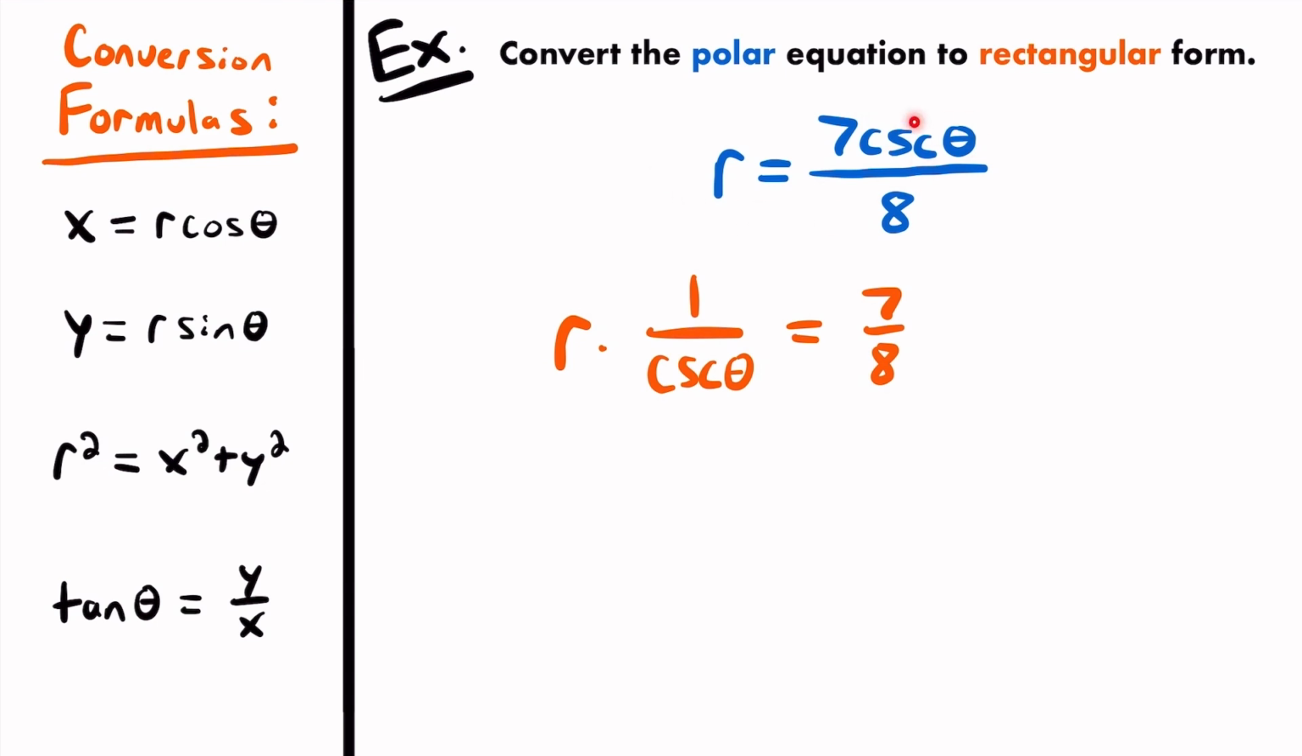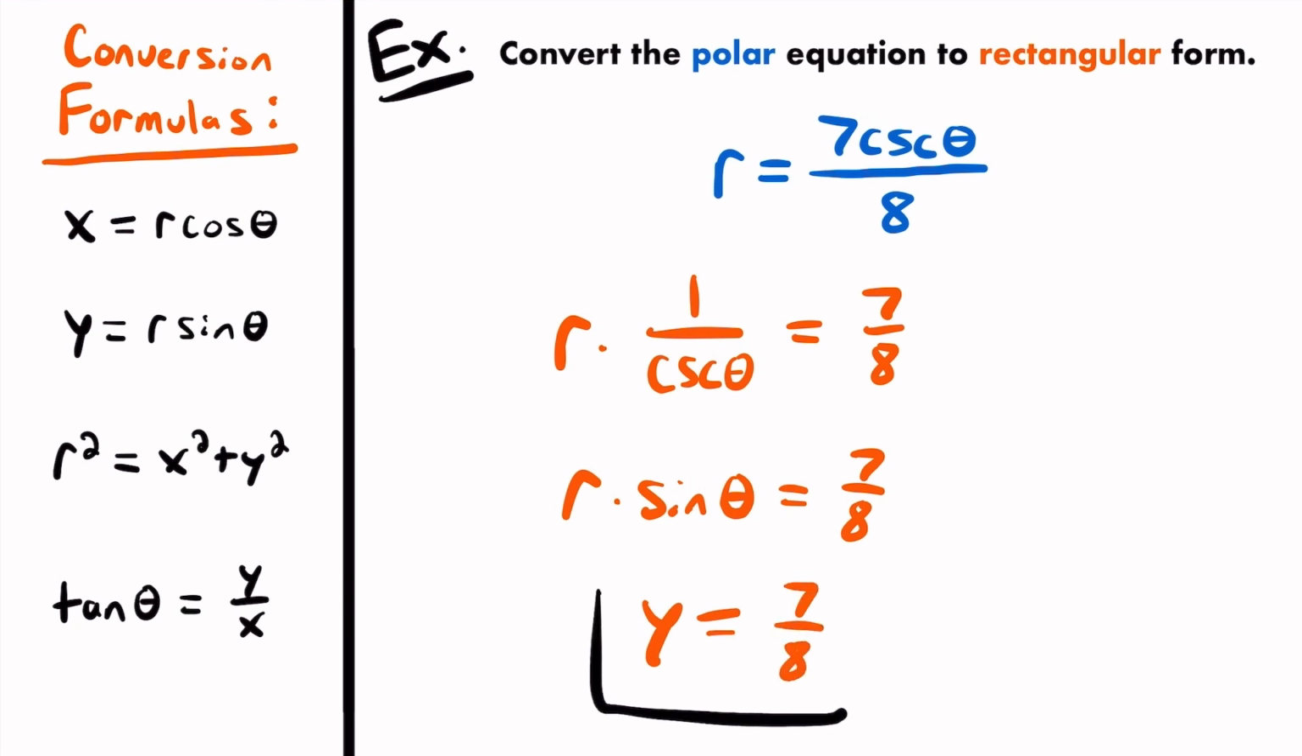If we divide both sides by cosecant theta, this cosecant theta will be gone. It cancels out, and so we just have 7/8, and then we have r divided by cosecant theta, but once again, I decided to write it like this, so we can see how to rewrite this using one of our trig identities. We know that 1 divided by cosecant theta is the same as sine theta. So we'll have r times sine theta is equal to 7/8. And we know from one of our conversion formulas that r times sine theta is equal to y. So we can replace r times sine theta with y and have that y is equal to 7/8. And so y equals 7/8 is the rectangular form of this polar equation.